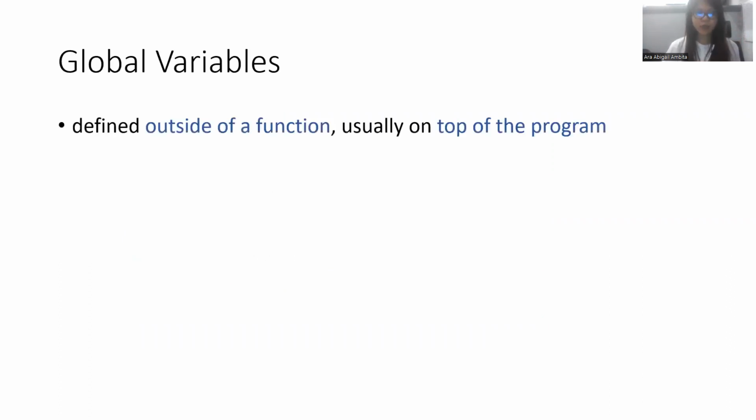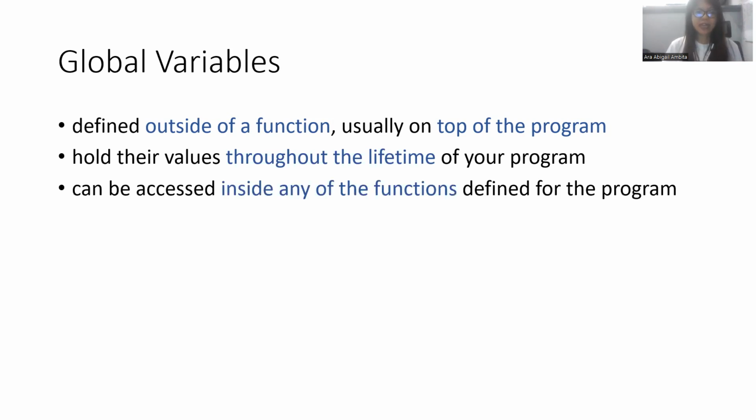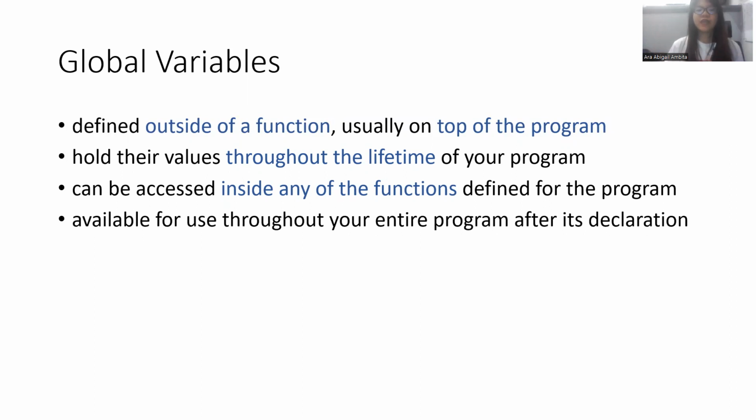It is defined outside of a function, usually on top of the program. They also hold their values throughout the lifetime of your program, and they can be accessed inside any of the functions defined for the program. For example, if you have 5 functions in your program and you have declared a variable I on top of your program, then that variable I will be accessible in the 5 other functions that you have defined. So it's available for use throughout your entire program after its declaration.